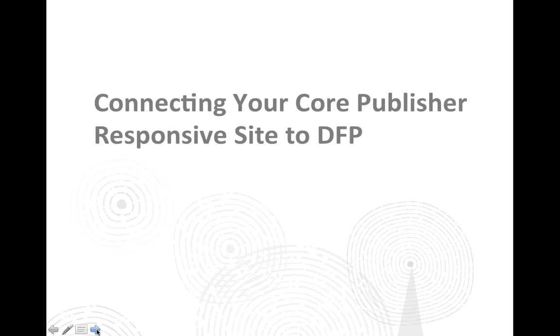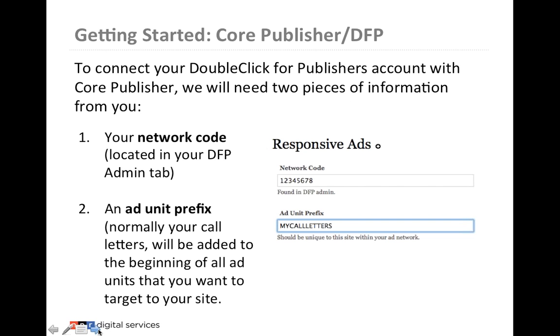All right, so let's talk a little bit about getting started with connecting your Core Publisher site to DFP. When you log into your DFP account, you're going to go to your admin tab. And on your admin tab, you're going to find your network code. You also will have to select an ad unit prefix for your account.